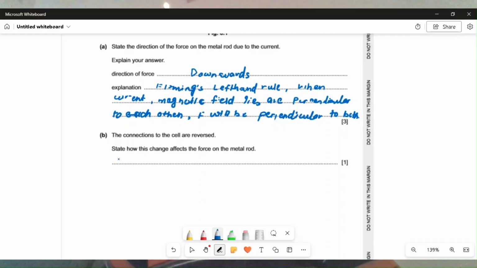So it means reversing the current direction reverses the direction of the force. Force direction will reverse. So it will be upward now. So the direction of the current changes the direction of the force.